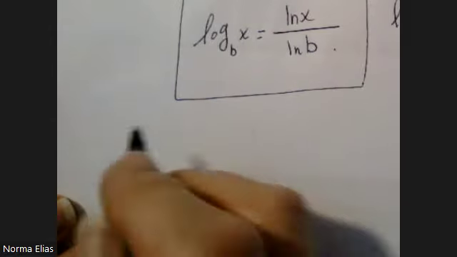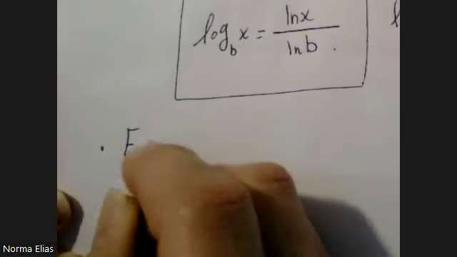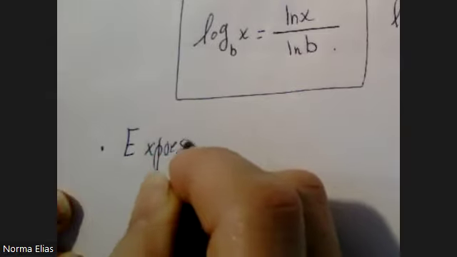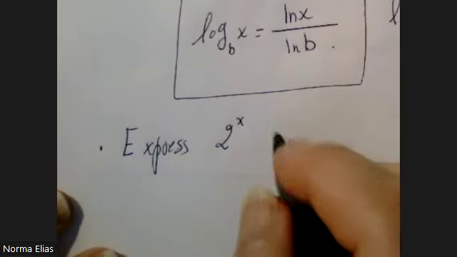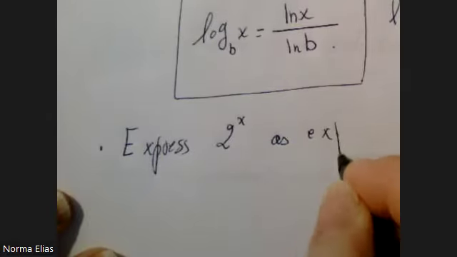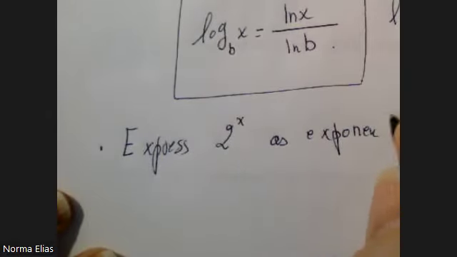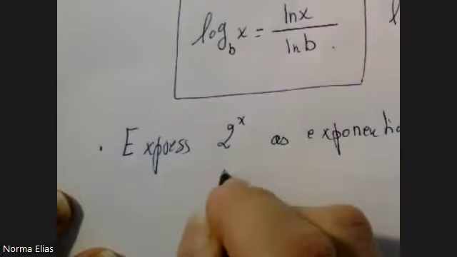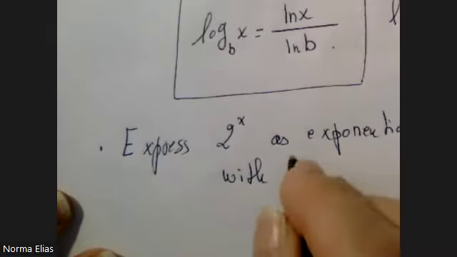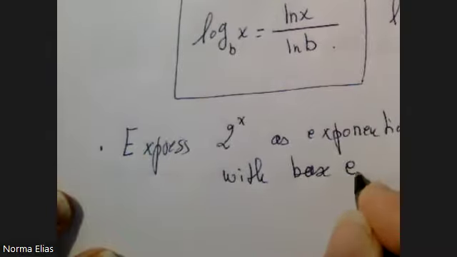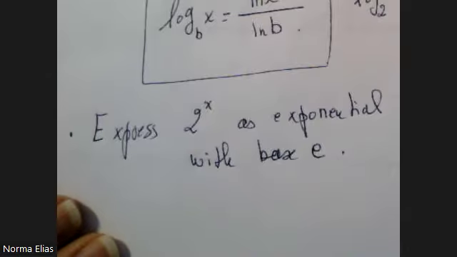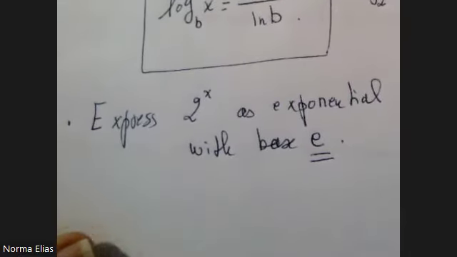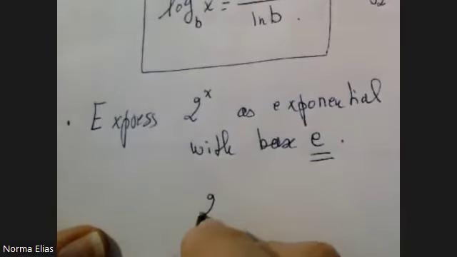So question number 1. Express 2 to the x as an exponential with base e. Okay, so that's an exponential function with base 2. I want to rewrite it so it would be with base e. So how do we do those kinds of problems? All right, we start like this.